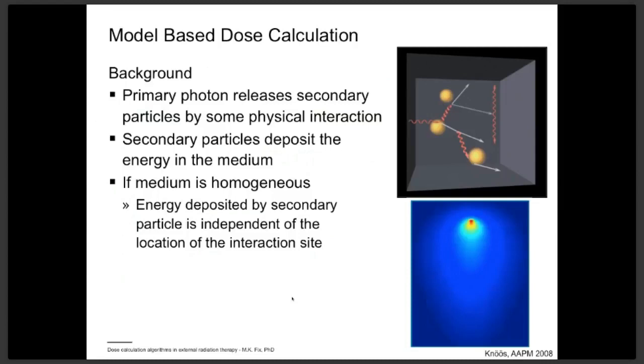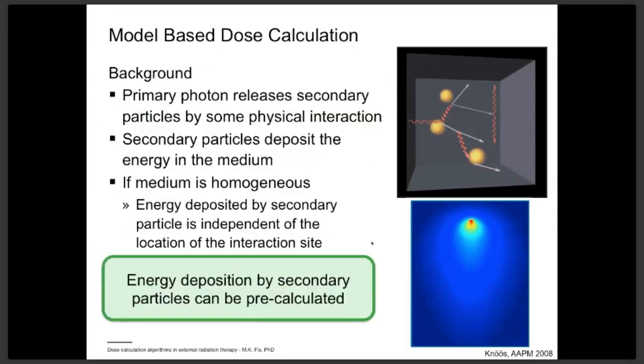And if we now can assume that this medium is homogeneous, we can pre-calculate the energy deposition by secondary particles as independent of the location of the interaction site. So this plot shows an interaction site, and the released energy in this interaction site leads to this dose distribution shown in this graph. So the energy deposition by secondary particles can be pre-calculated, and this speeds up the computational process substantially.